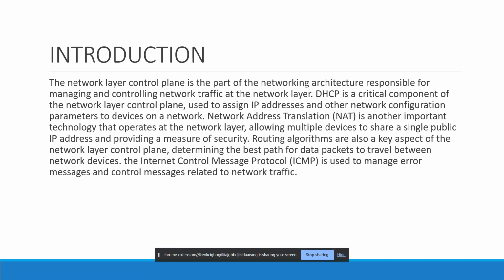Network address translation, also known as NAT, is another important technology that operates at the network layer, allowing multiple devices to share a single IP address and provide a measure of security. Routing algorithms are also a key aspect of the network layer control plane, determining the best path for a data packet to travel between network devices. The Internet Control Message Protocol, or ICMP, is used to manage error messages and control messages related to network traffic.